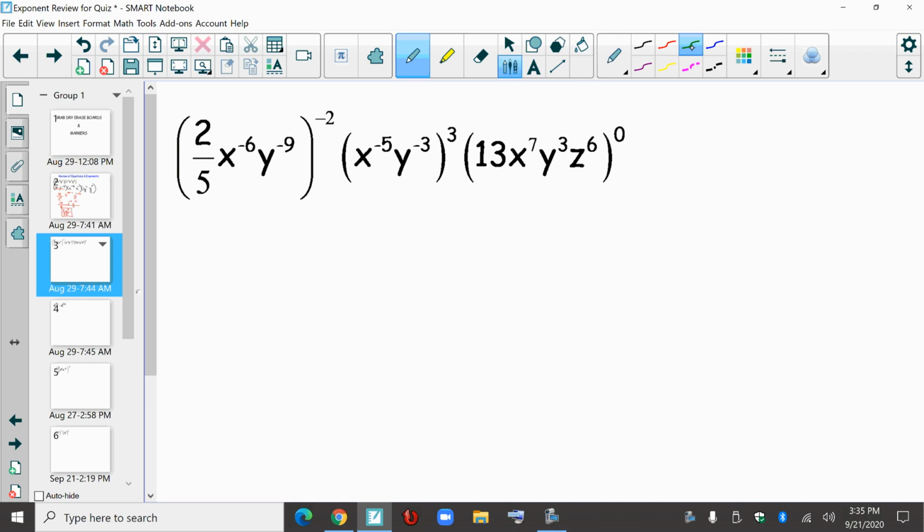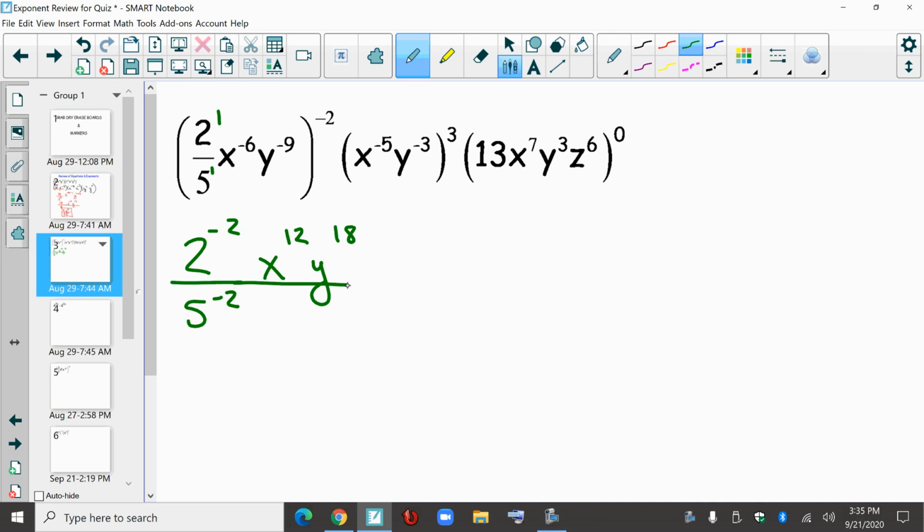Okay? Now, what we're going to do is look at this entire thing and say, okay, what's going on with this? I have 3 sets of parentheses, and those 3 sets of parentheses each have an exponent on the outside. The first one has an exponent of negative 2, so I'm going to put on missing exponents, and I'm going to distribute the negative 2 in. So that's 2 to the negative 2 over 5 to the negative 2, x to the 12th, y to the 18th.